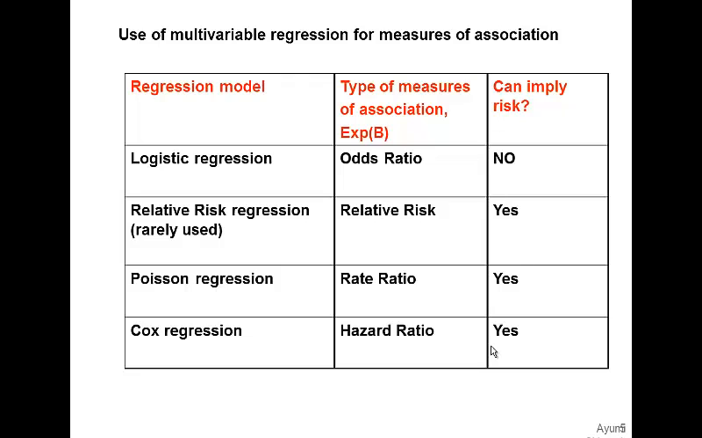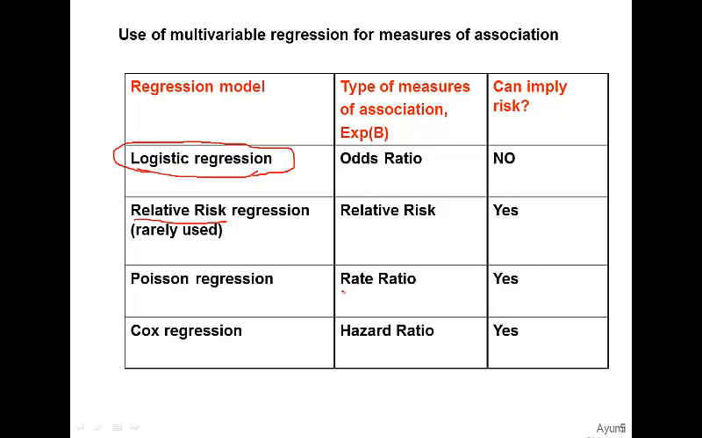In the chapter on logistic regression, we talked about several measures of association. If you are interested in computing an odds ratio, the choice of regression is logistic regression. And if you want to compute relative risk, there is a regression for that too, and you can compute the relative risk. Although the popular choice of regression for binary outcome data is logistic regression.